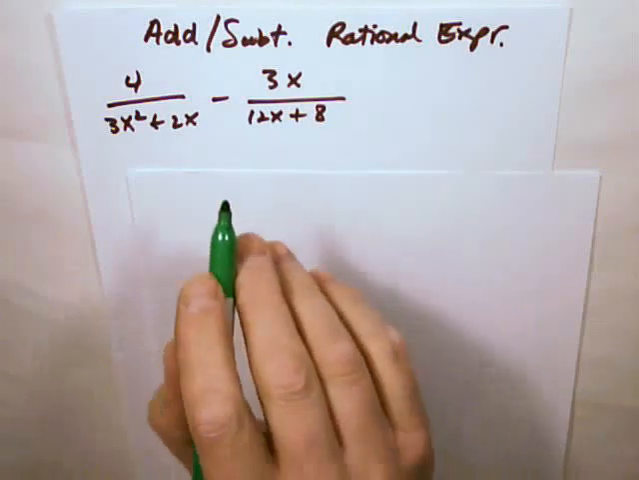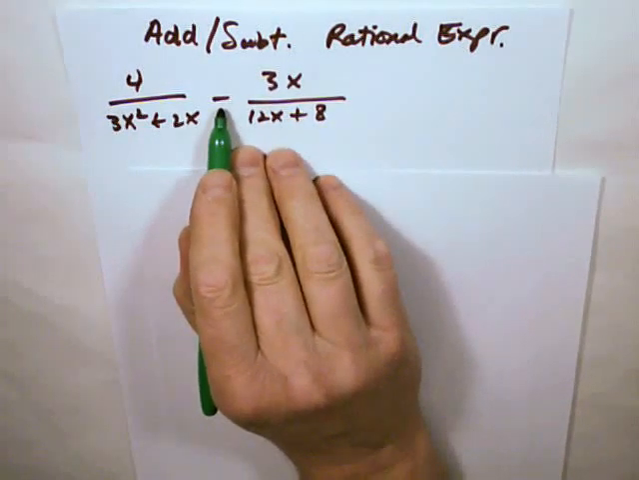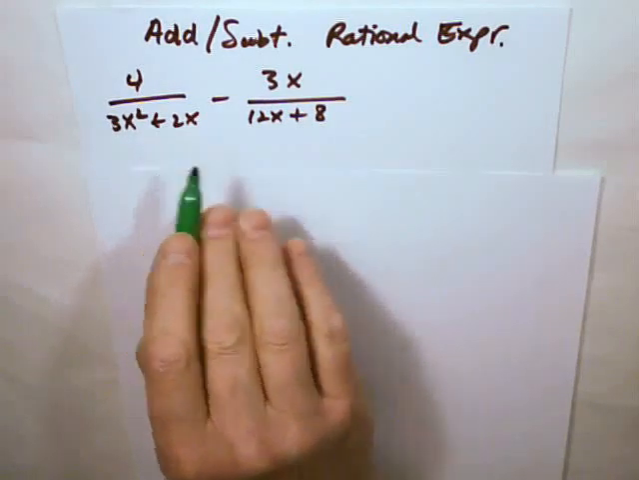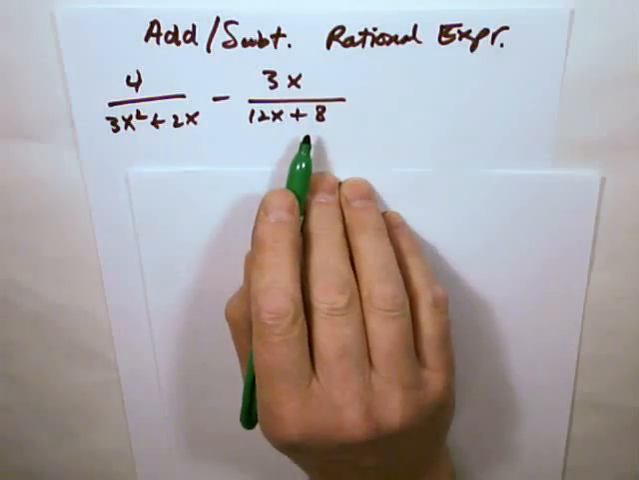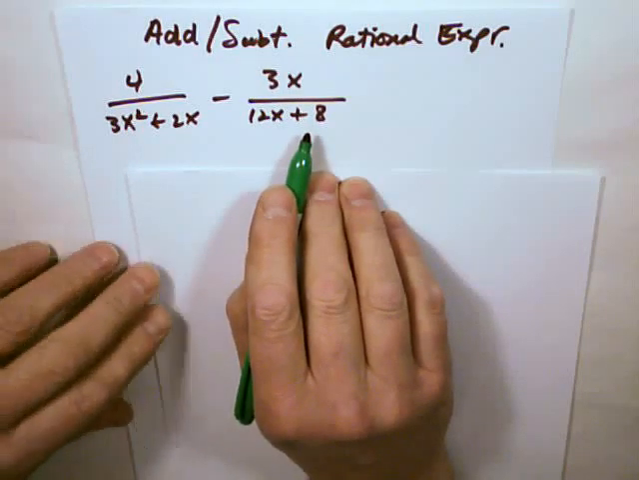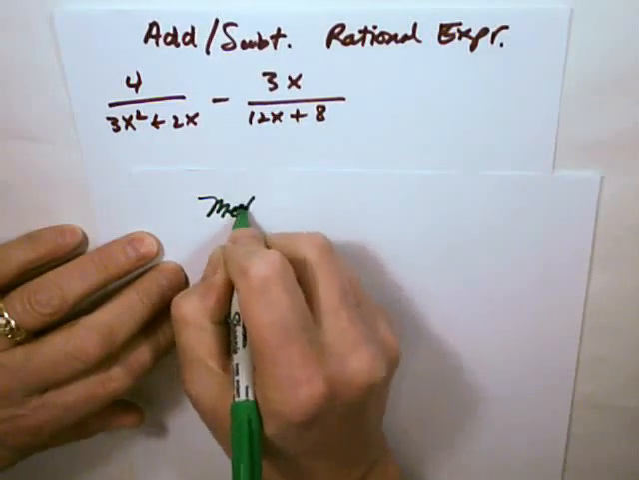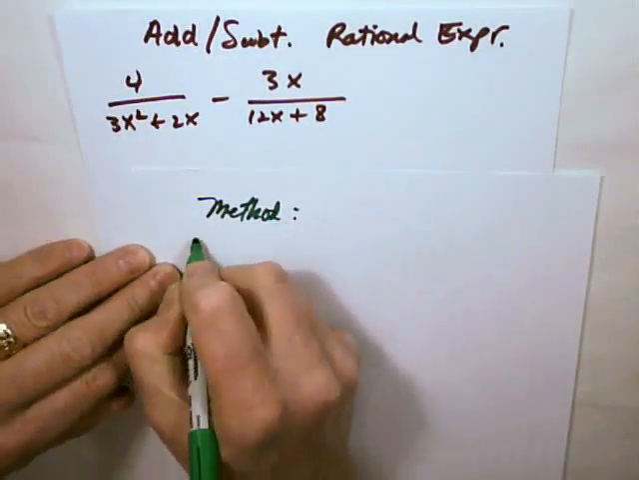Okay, let's work an example now where I am subtracting, in this case, two rational expressions, and they have different denominators. Remember, we're going to borrow the technique from when we work with just regular old fractions. So the method looks something like this.